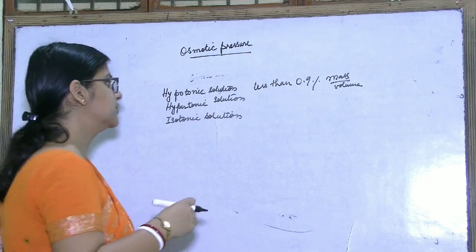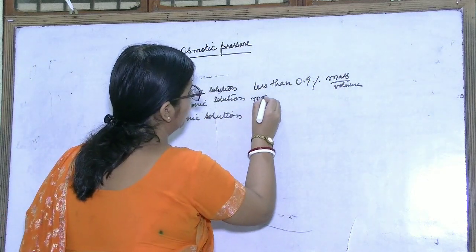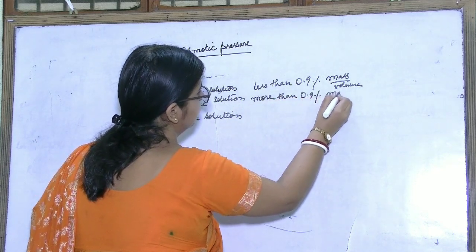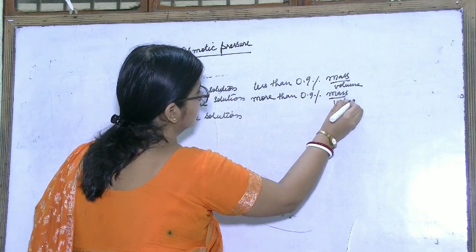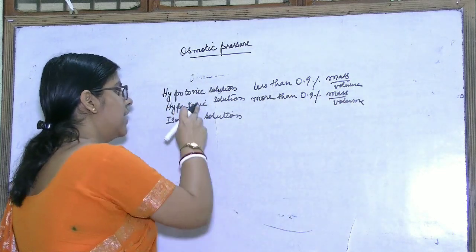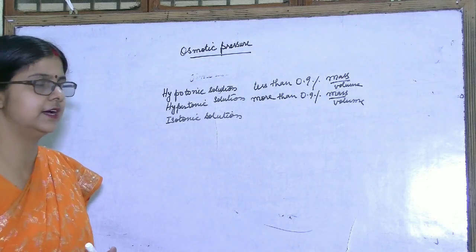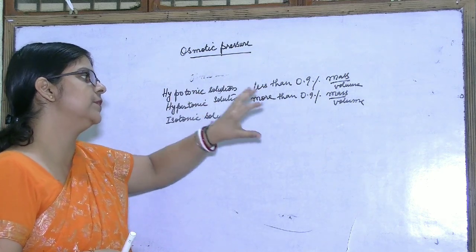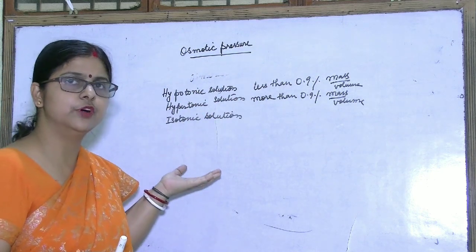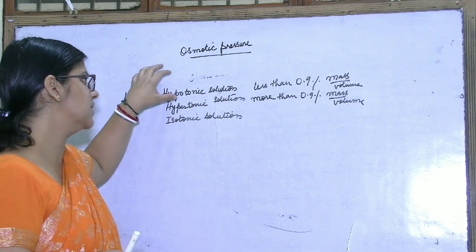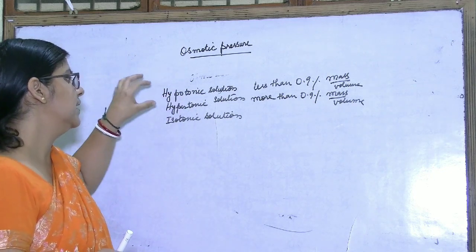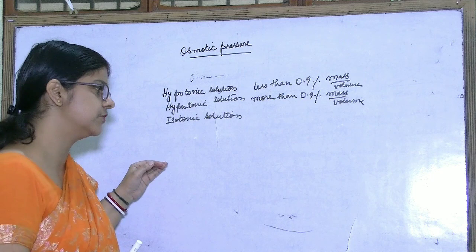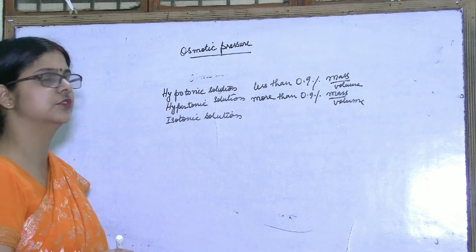And what is hypertonic solution? If a solution is having more than 0.9% mass by volume concentration, then it is known as hypertonic solution. I hope it is clear. If a solution has less than 0.9% mass by volume concentration, that is hypotonic solution. And if it has more than 0.9% mass by volume concentration, that is hypertonic solution.